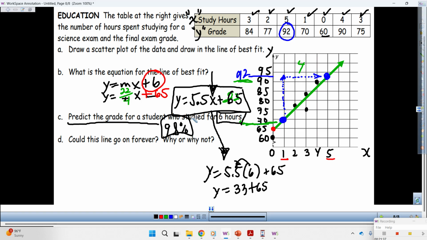Next, letter D. Question. Now, let me pause the music really quick. Could that line go forever? Think about it. Don't say it out loud. Think about it. Could that line go forever? What does it mean, Mr. Q? Yeah, it's about study hours and grades. Could it go forever? Why or why not? Talk it over to your neighbor.